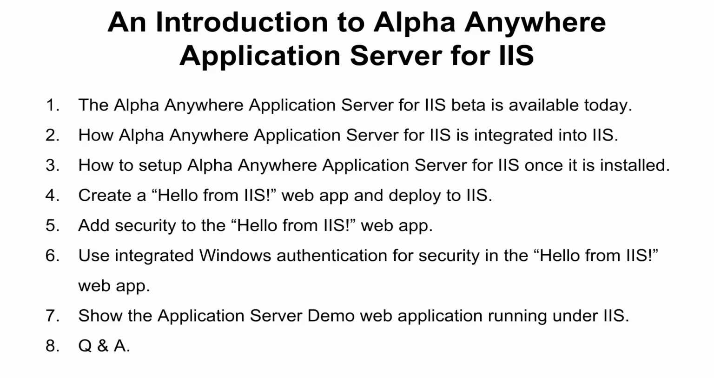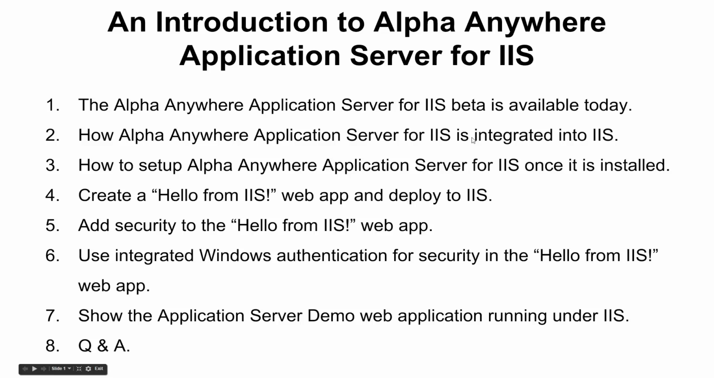Today I'm going to take you through a brief introduction of Alpha Anywhere Application Server for IIS. This is the most important bullet point up here: it is available today. Links will be going out in an email after the webinar, so you can download the beta and get a license key. There are also docs with an overview, an installation guide, and a getting started guide. Those links will also be provided.